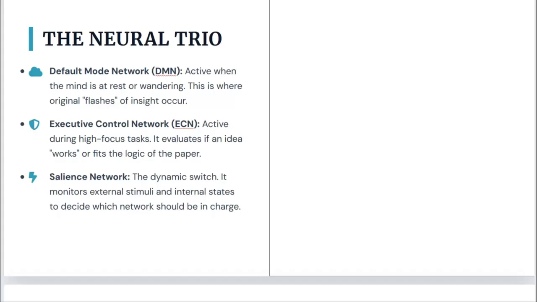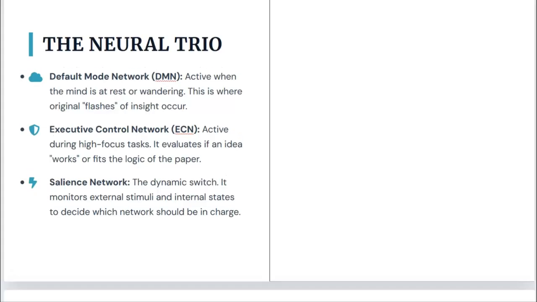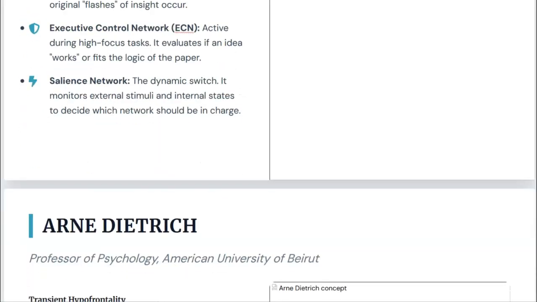So the Salience Network is the one that says your default mode network should be in charge, or the executive control network, or maybe flipping back and forth. And we'll talk about why this can be kind of problematic.